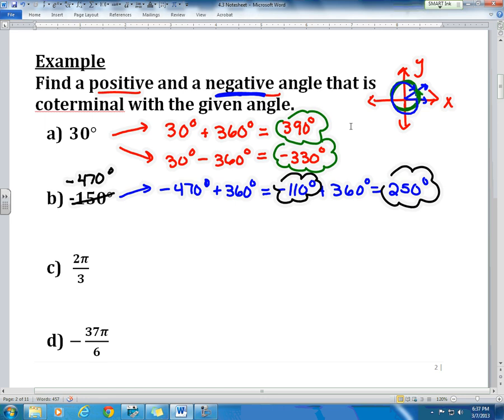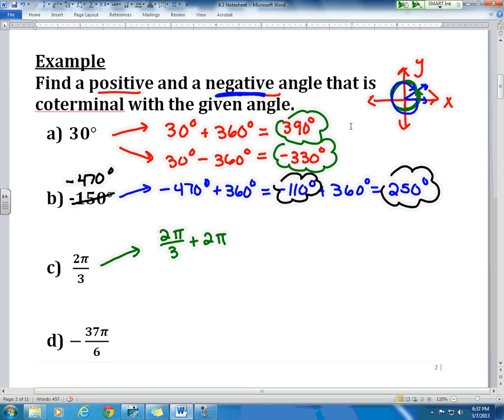Let's work in terms of radians too. I don't want you to try to convert. I want you to actually try to work in terms of radian measures. So if 2 pi over 3 is our radian measure, and I want another positive coterminal angle, just since this is positive already, I want to guarantee that I have a positive. I'm going to add one revolution on.